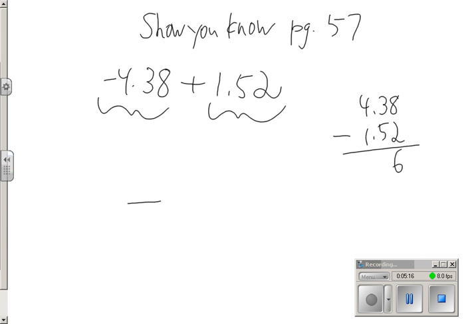8 take away 2 is 6. 3 tenths take away 5 tenths, I can't do it, so I borrow from 1. I give that 10 tenths, or I give the one that I borrowed over here to make 10 tenths. It's now 13 tenths. Take away 5 tenths is 8 tenths. 3 take away 1 is 2. And I said already that my answer is going to be negative, so my answer is negative 2.86. How many more negatives do I have than positives? I have 2.86 more negatives than I do positives, so that's my answer.